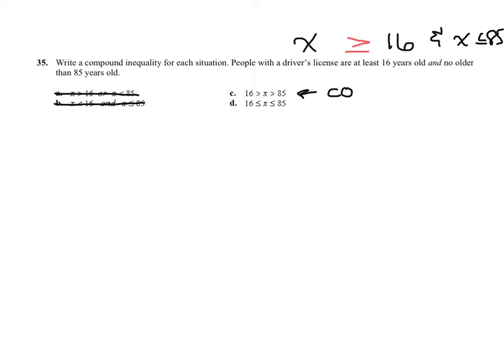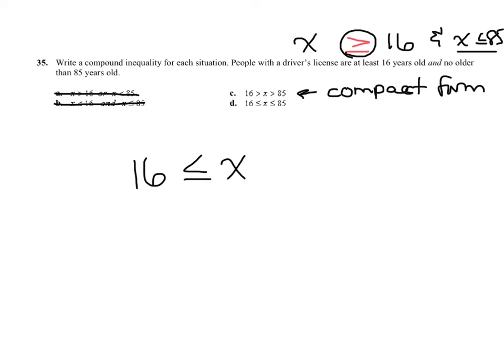So let's go and look at the remaining two. Well, they're written in compact form, which means I need to translate this one into compact form. So start with the smaller number, which is 16, and then we have this sign right here. I know that my alligator is going to be eating the x, so I'm going to flip it around: 16, x, and then over here I have less than or equal to 85. And so the one that matches that is letter D.